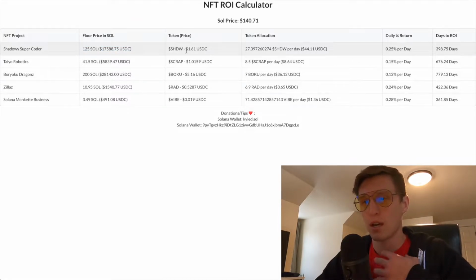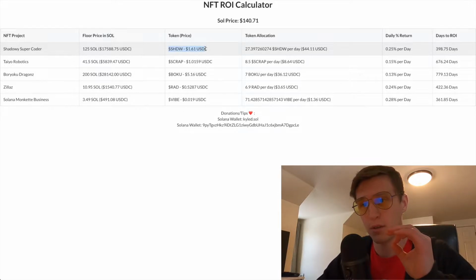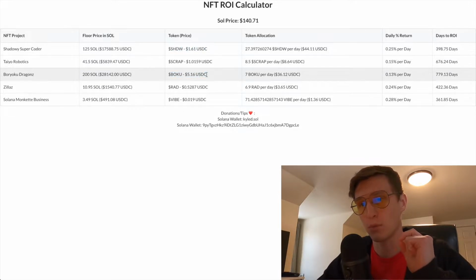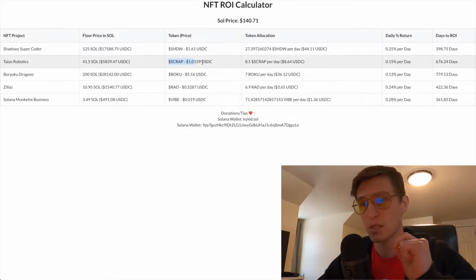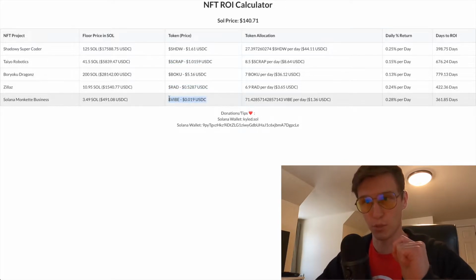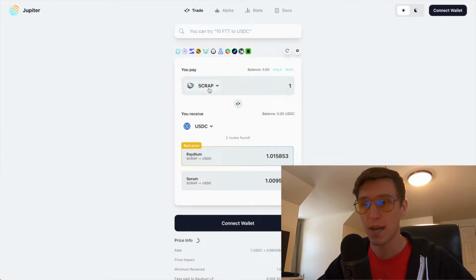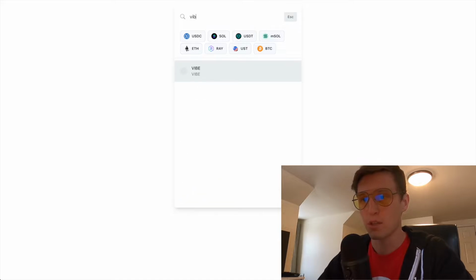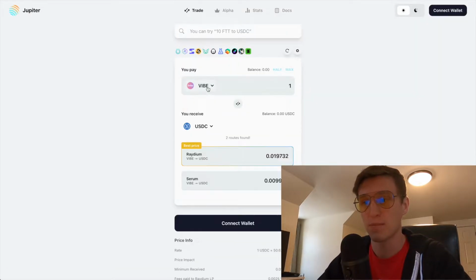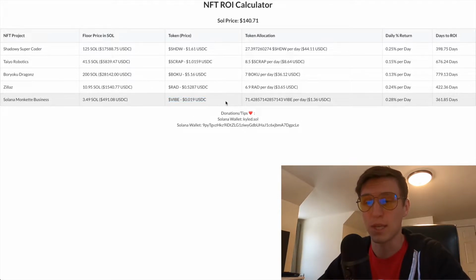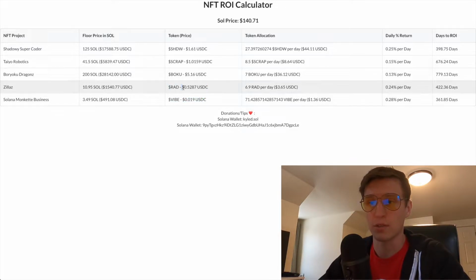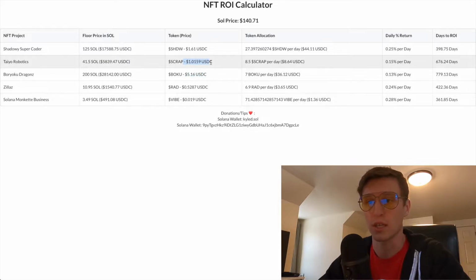The token price, right now I'm only pulling in Shadow and Boku from CoinGecko. The rest of these I'm trying to get integrated with the Jupiter aggregator, which is basically a DEX, or decentralized exchange, aggregator that has these other tokens. So Scrap, you have Vibe listed on here. Right now I've actually hard coded in some values. By adding a box, you'll be able to enter that until I get an API integrated. But you can see the price in US dollars next to the token for all of these things.